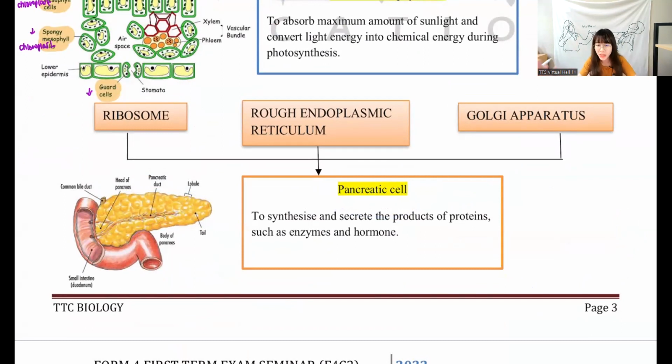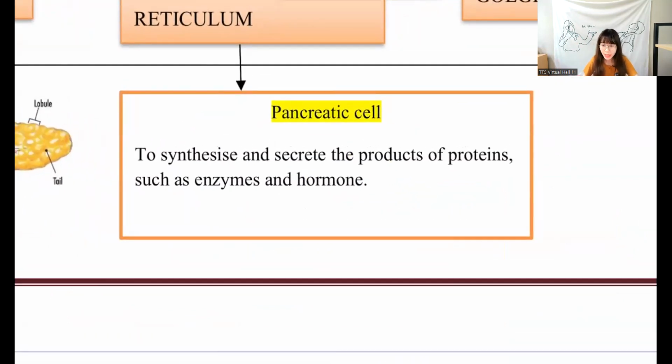The reason why we have a lot of these is that we have enzymes and hormones in the pancreas. Enzymes and hormones are made of protein. If you learned chapter 4 before, you will remember that proteins have a lot of examples, right? We have enzymes, hormones, antibodies, hemoglobin, right? So they are all made from protein. In the pancreas, they will secrete pancreatic juice. Do you guys remember pancreatic juice? Pancreatic juice contains enzymes, right?